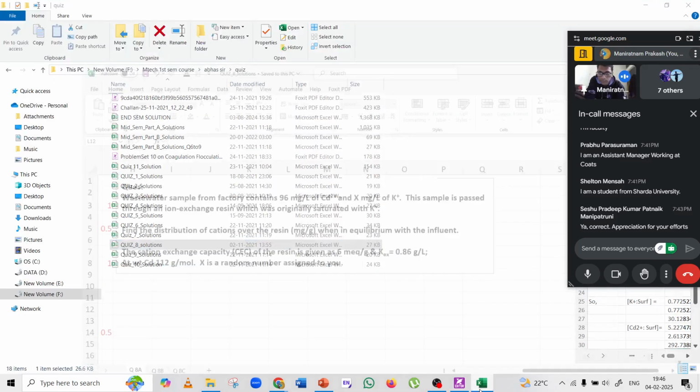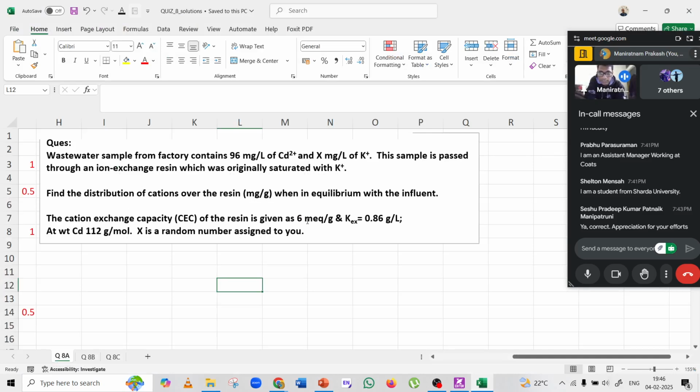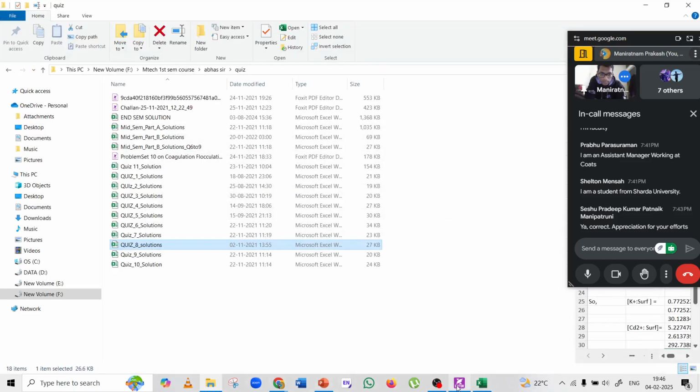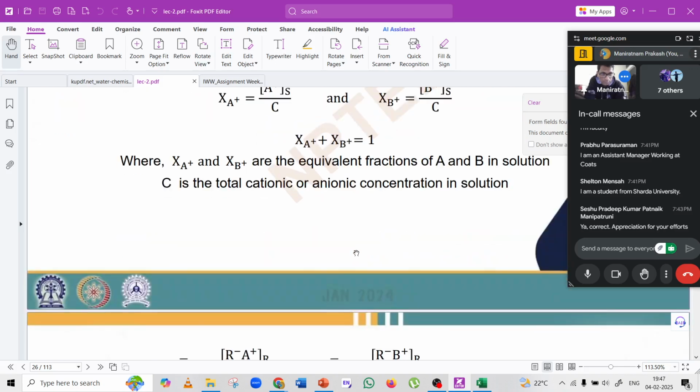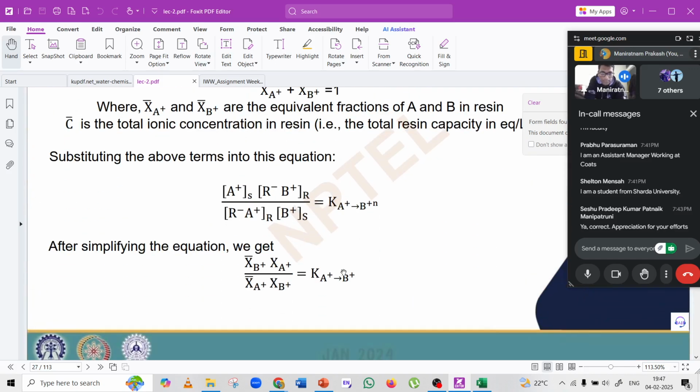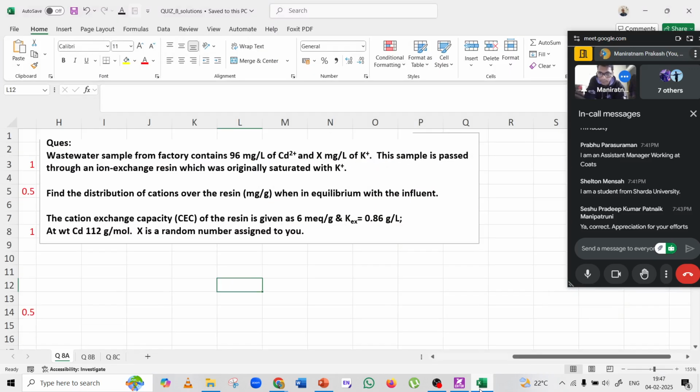Some of the information given to you is that the cation exchange capacity of the reagent is 6 milli equivalent per gram. This Kx is 0.86 gram per liter. The atomic weight is given to you, and you have to find the concentration of cadmium in the reagent. The question is very simple, you just have to separate. Here they have done something different. They have also given you the exchange capacity, that is 6 milli equivalent per gram.